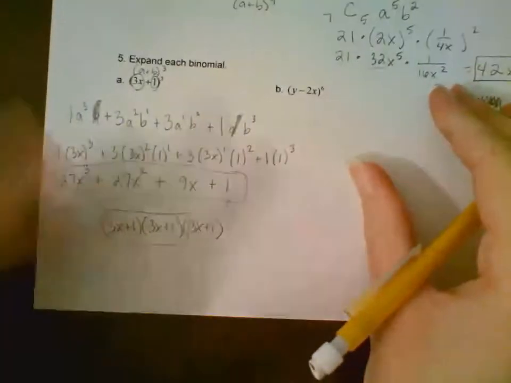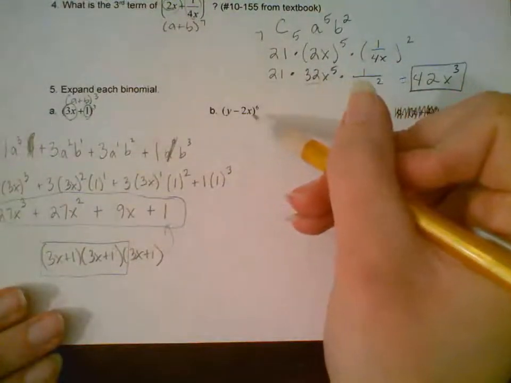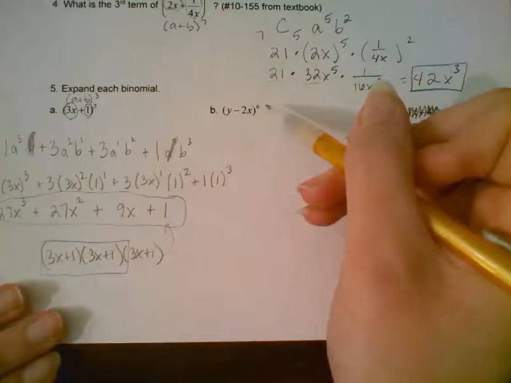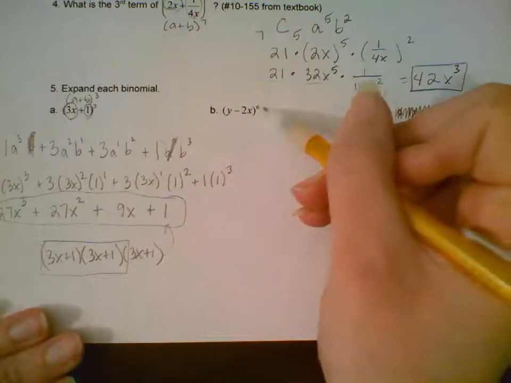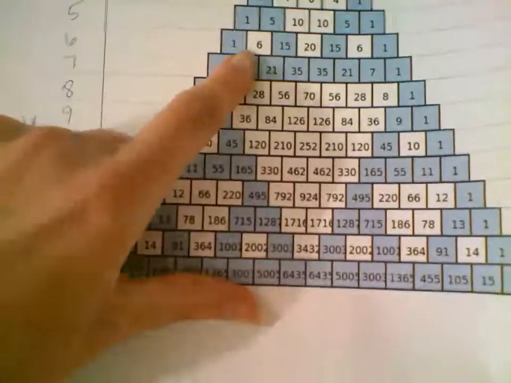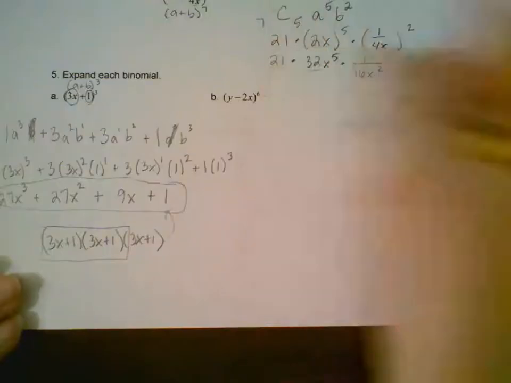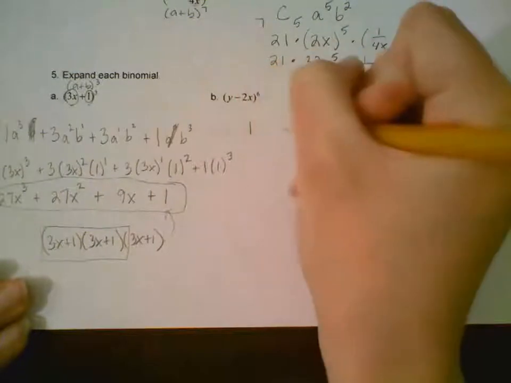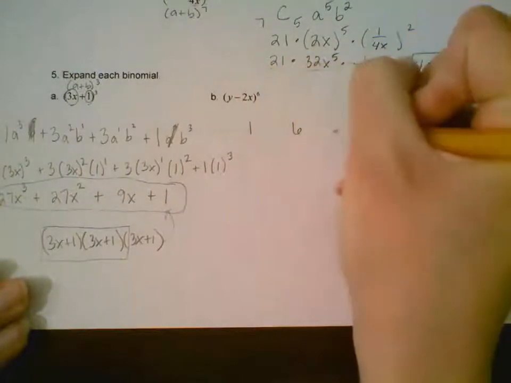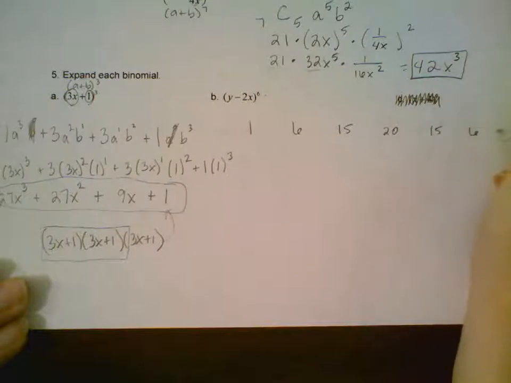Okay. Question B, same thing. We have (y - 2x), all of that is to the 6th power. So I'm going to list out my 6th row of the Pascal's triangle, so that should start with a 1 and then a 6. 1, 6, 15, 20, 15, 6, and a 1. I'm going to take up this whole space here. 1, 6, 15, 20, 15, 6, 1.